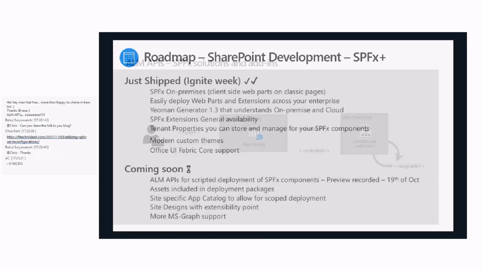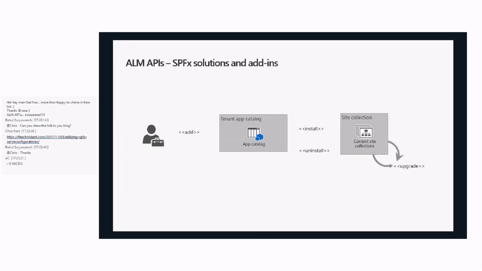But what I wanted to do is go through 3 of them in slightly more detail, and apparently I do have an animation here which I missed, but that's fine. ALM APIs. So what does it actually mean? It means that we'll have REST APIs and CSOM APIs. CSOM APIs are actually coming through the PnP CSOM core component, but we have CSOM APIs as well for managed code to automate the needed operations around the SharePoint Framework solutions and add-ins as well. So you're able to add solutions and add-ins to the app catalog.